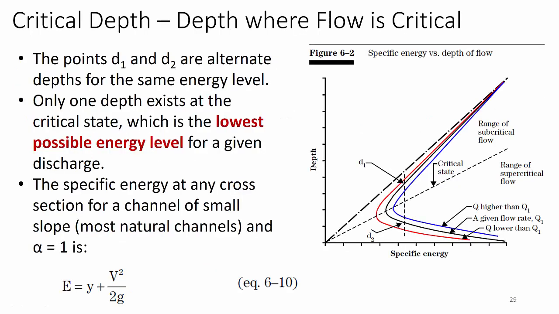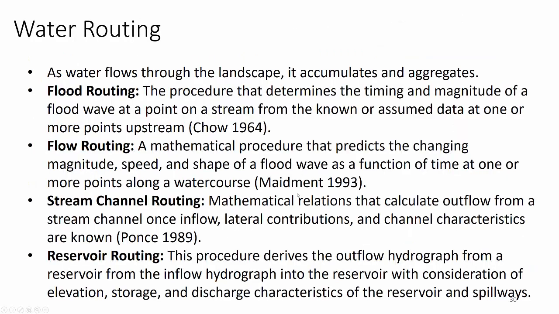Remember that we want to understand our flow, the driver of flow, whether it's gravity or whether it's upstream kinetic energy, and that critical condition is what determines whether we're in subcritical or supercritical flows. And shallow flows typically are supercritical, deeper flows typically become subcritical. As water flows through the landscape, it accumulates and aggregates, and that's what generates energy. So we have several types of routing of that water.